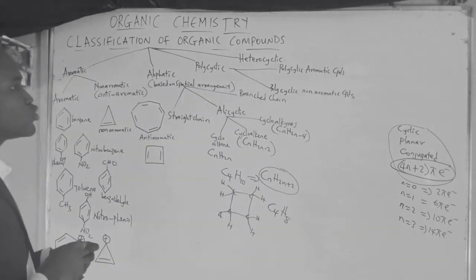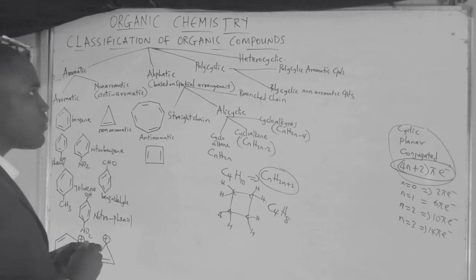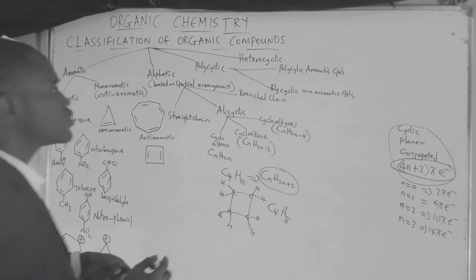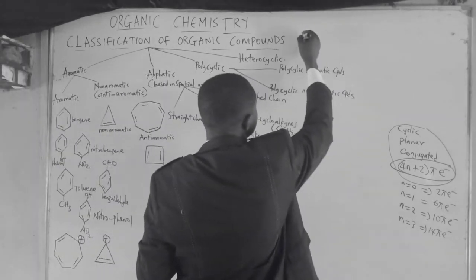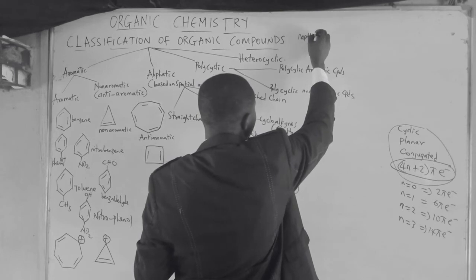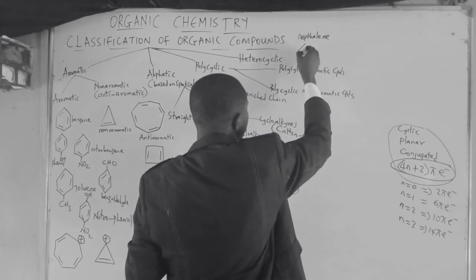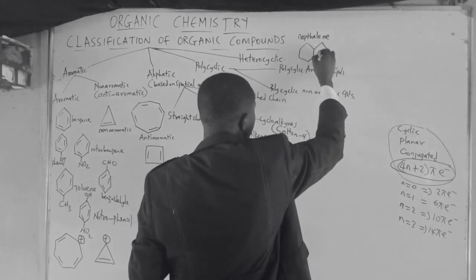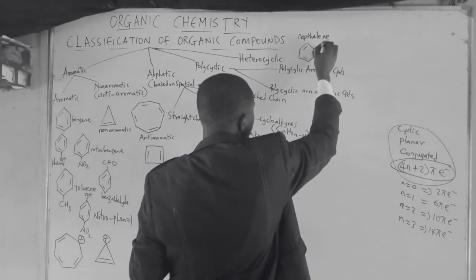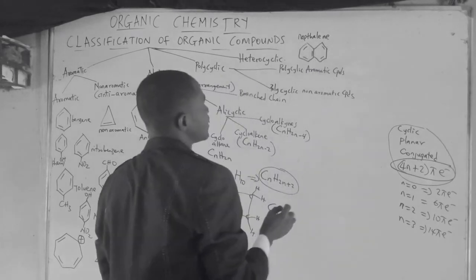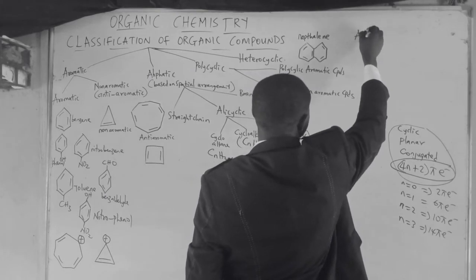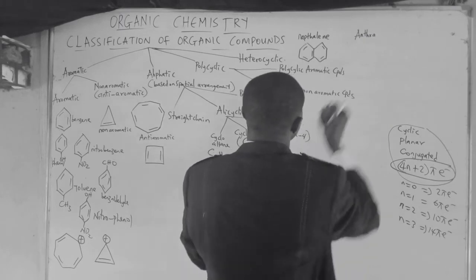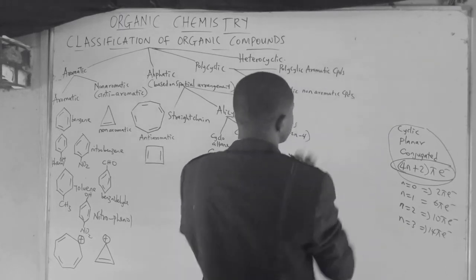What examples do we have for polycyclic aromatic compounds? When we are talking about polycyclic aromatic compounds, we remember naphthalene. Naphthalene, that is 2 benzene rings. This is naphthalene. Then we also remember anthracene. Let's write it down.